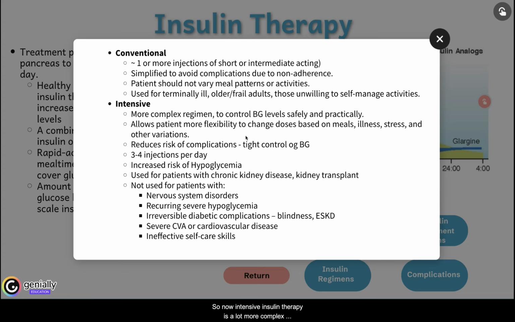So now intensive insulin therapy is a lot more complex to control blood glucose levels, but it's safe and it's more accurate. It maintains a tight glycemic control. It reduces the risk of complications with the tight control of blood glucose, 3 to 4 injections per day, but then you have increased risk of hypoglycemia because they're taking a lot of insulin. So patients need to manage their blood sugars. It's used for patients with chronic kidney disease or kidney transplant, right? It's not used for patients with nervous system disorders. It's recurring severe hypoglycemia, irreversible diabetic complications, for example, blindness and end-stage kidney disease, ESKD, severe CVA or cardiovascular disease, ineffective self-care skills. It's not for them because they're going to have severe hypoglycemia, which, like we mentioned, can cause a lot of complications.